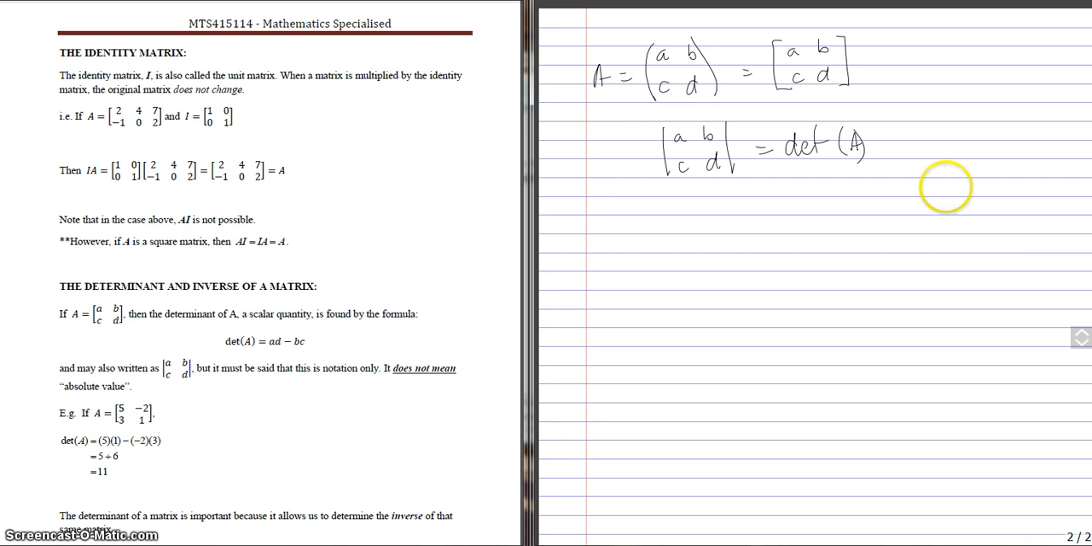Now it should be noted that these vertical lines in this case are merely a notation. They do not mean absolute value. So the determinant can be negative.